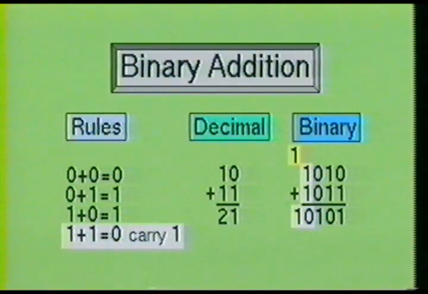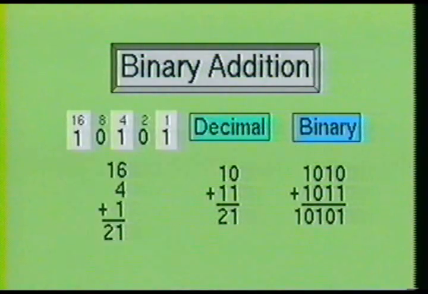In the last column, we have 1 plus 1, and we know that the rules say that equals 0, carry 1, so we place a 0 in that column. Since our problem has no additional columns, we will use the next most significant bit value, which in this case would be the 16. By converting our binary answer into decimal, we see that the binary number 10101 equals 21.